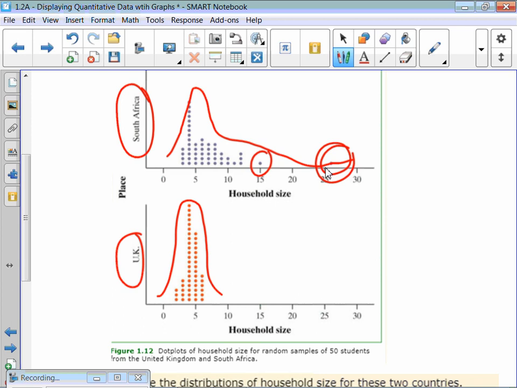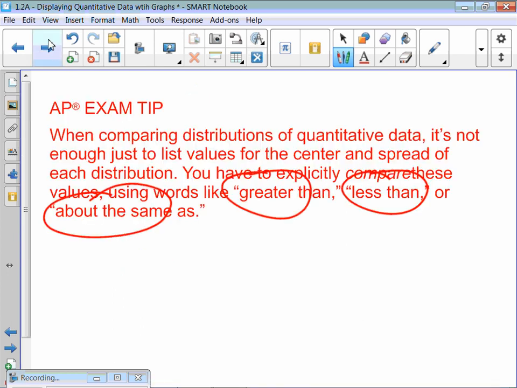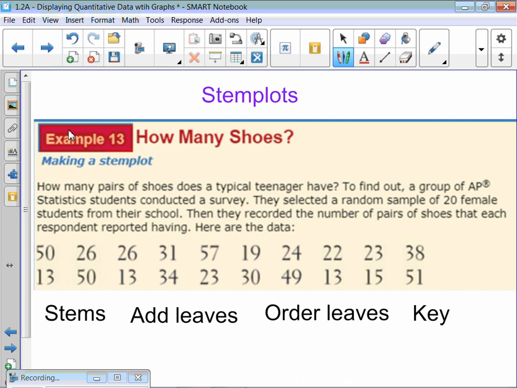All right. And then for the center, again, you could count them. This one's center is like maybe 6, and this one's center is like 4. So you would use words like more than and less than. All right, so the center of the data in South Africa is more than the center in the UK. So typically people in South Africa are living with larger families than in the UK. All right. And spread, you can talk about that as well. This guy has a much larger spread than this distribution. Make sense? So use comparison words when comparing distributions. All right, so that was dot plots.